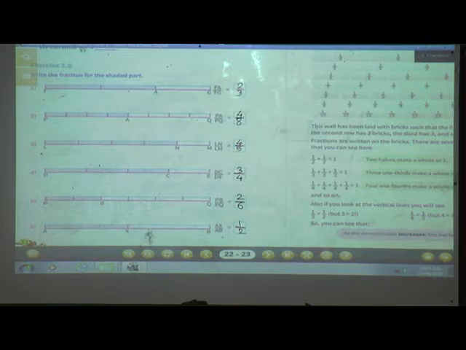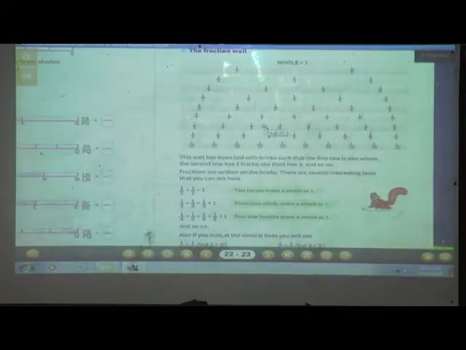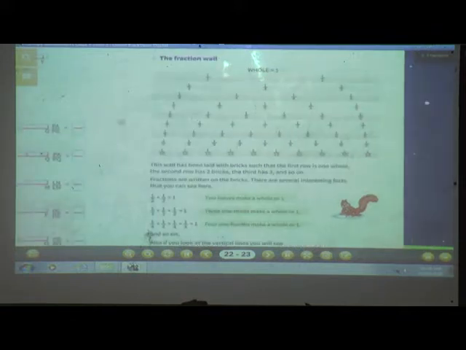Okay. Now we'll move to the next concept, that is fraction wall. See here, fraction wall. Now what is meant by fraction wall? We will see in detail. This wall has been laid with bricks such that first row is 1 brick, 1 whole, and the second row has 2 bricks, third row has 3 bricks. Okay, so we will see about the fraction wall.